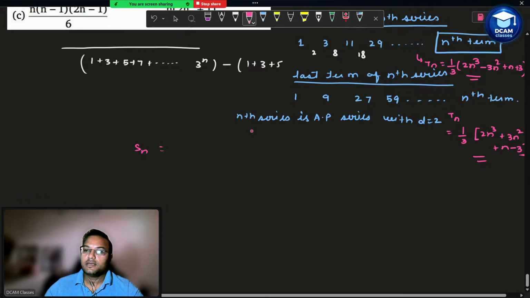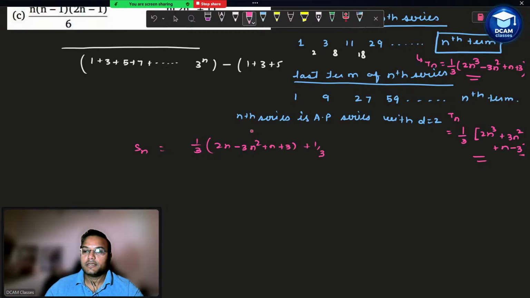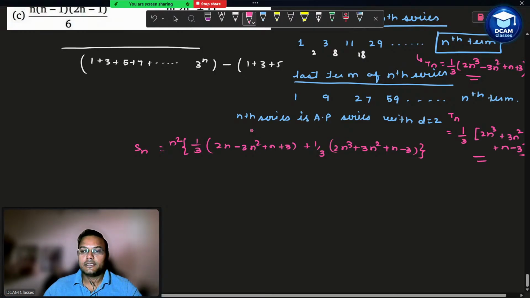Sn will be n square by 2 into first term plus last term: 1 by 3 into 2n cube minus 3n square plus n plus 3, plus 1 by 3 into 2n cube plus 3n square plus n minus 3. That is n by 2 into a plus l, with n square terms. This is the sum, and you have to divide this whole term by n square. Then you'll be getting the answer.